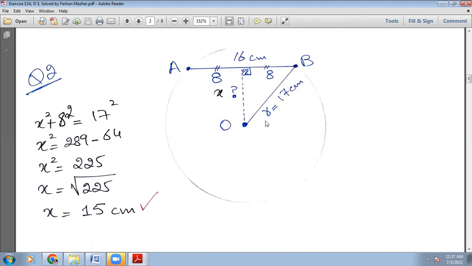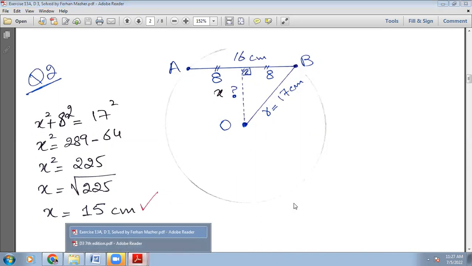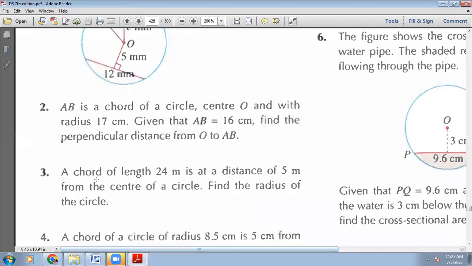So x square will be equal to 289 minus 64. And x square will be equal to 225, and x will be equal to square root of 225, and x will be equal to 15 centimeter. So the perpendicular distance of this chord from the center is how much? 15 centimeter. This is how you will do that story sum. I hope you understand. So let's go to the next question.